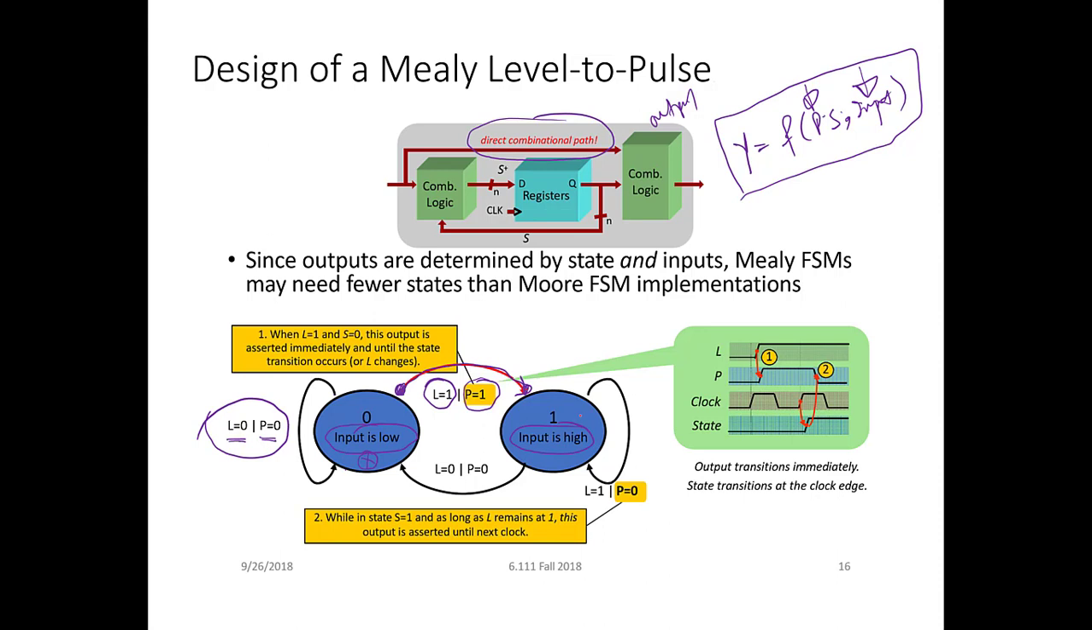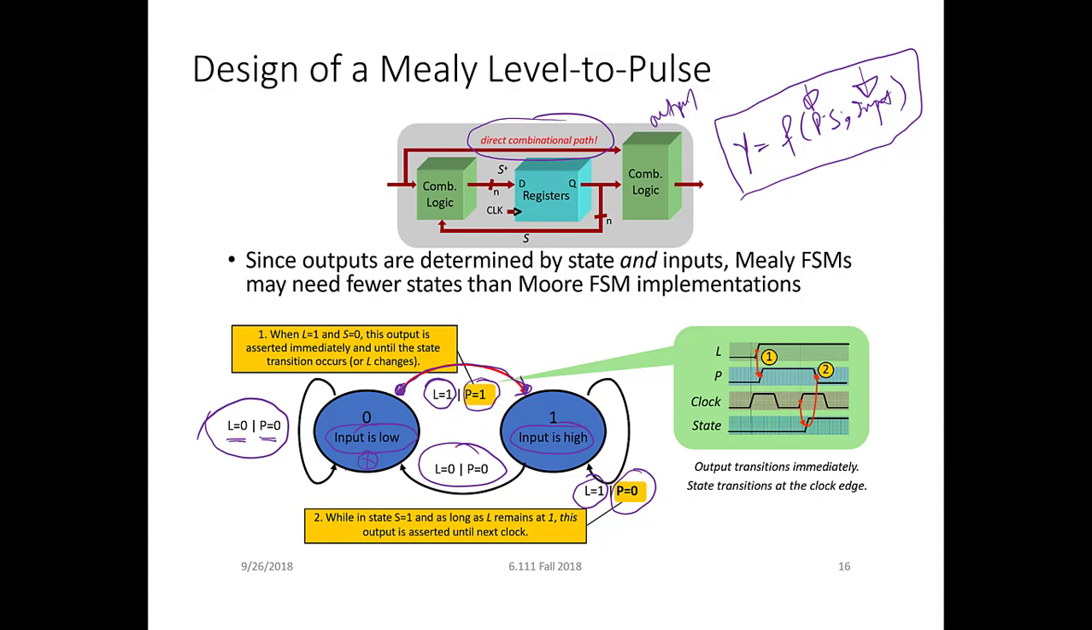So you go to input is high. Now if you are in this state and L is equal to 1, then P is equal to 0 for an infinite number of clock cycles. It doesn't matter how many cycles pass, as long as the input is 1, the output is 0. You only move out of the state when you check that your level has become 0. So this is the Moore FSM.